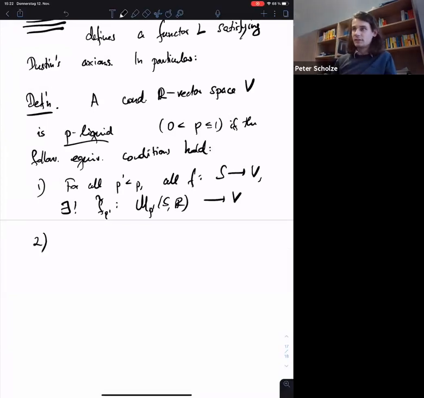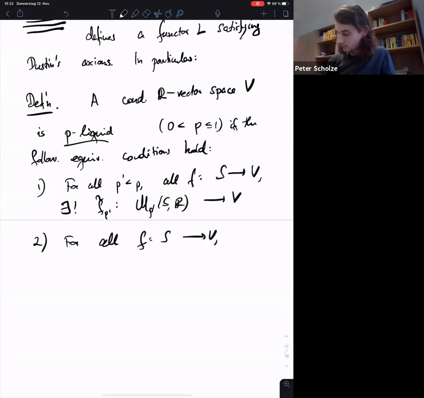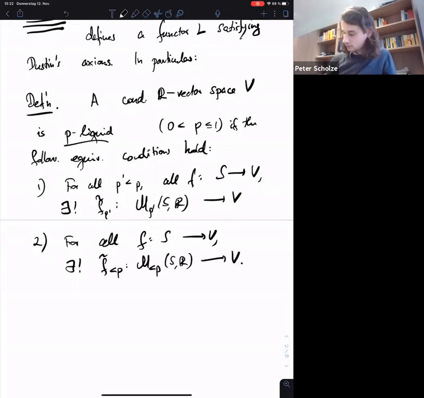A different way to say it is that for all maps from some profinite set into V, there exists a unique extension, well, all the way up to the space of less than p measures.